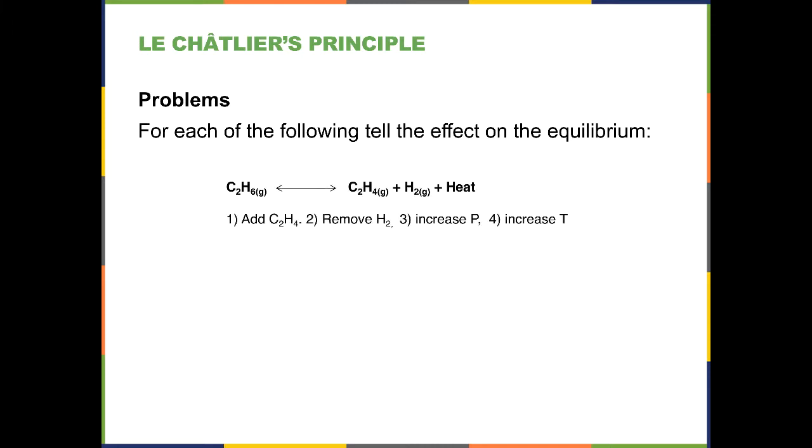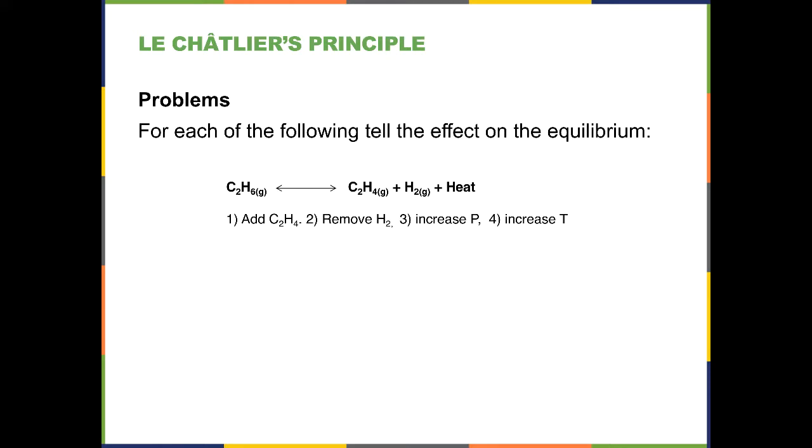Let's say we have this equilibrium, and 1, 2, 3, and 4 represent 4 stresses. You start out with this equilibrium and you add ethene, which is one of the products. Well, if you add something to the right side of the equation, in order to alleviate that stress, it's going to shift the reaction to the left to get rid of some of that. Secondly, if you remove hydrogen, again, it's going to shift it to try to replenish that hydrogen, so it's going to shift it to the right to replenish hydrogen.